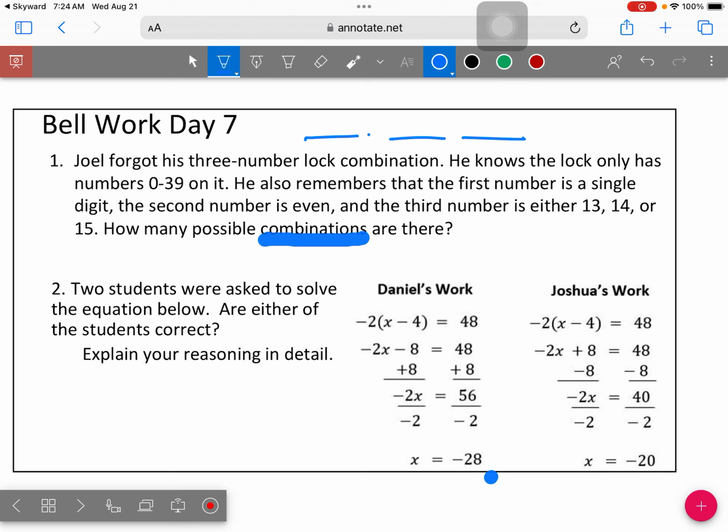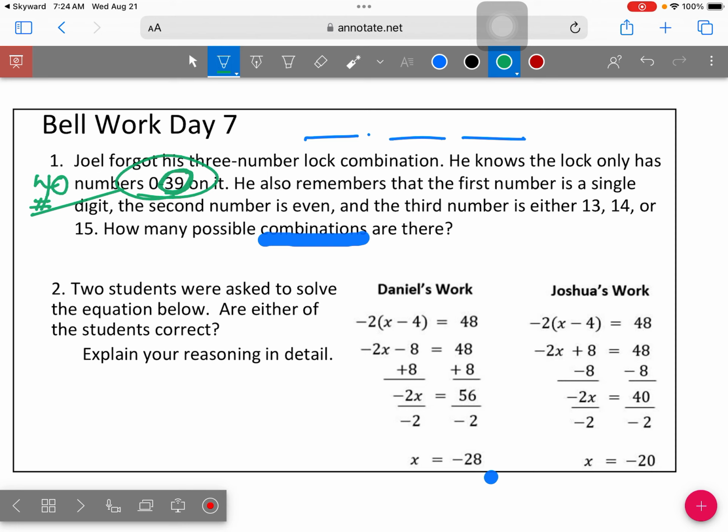He knows the lock only has numbers 0 through 39 on it. Now, the skills check yesterday, a lot of people missed this. How many numbers are there from 0 to 39? 40. It is not 39. You have 1 through 39, which is 39 numbers, plus the 0. So it's always one more than that number. So that is 40 numbers. Okay? That's good to keep in mind.